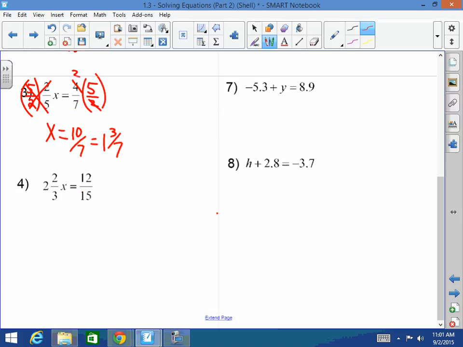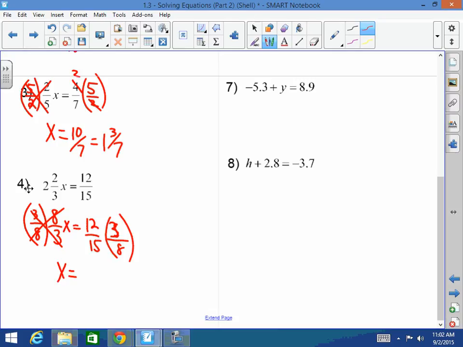Number 4. Now, before you start doing number 4, please realize that you cannot multiply or divide mixed numbers. You must first turn it into an improper fraction. So 3 times 2 is 6 plus 2 is 8/3. X equals 12/15. Multiply by the reciprocal to get rid of that 8/3, which is being multiplied to x. The 8/3 cancel. X equals, let's cross reduce.